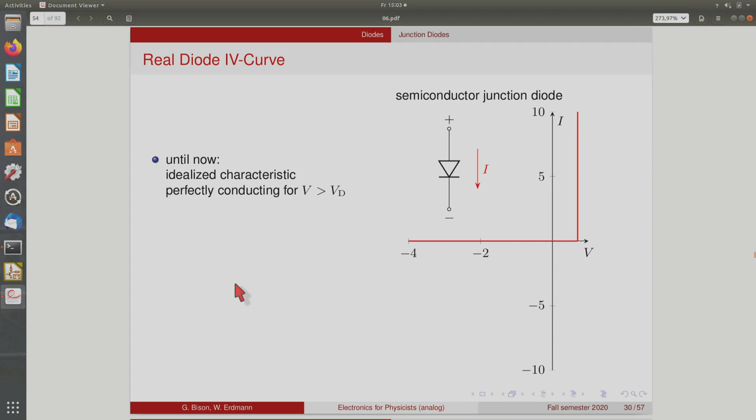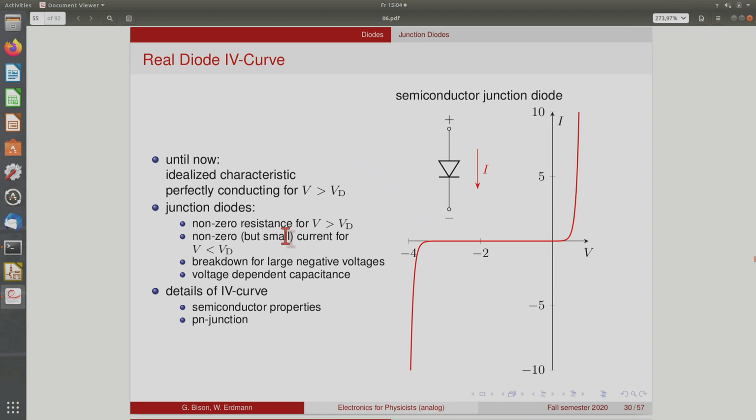Okay, so far we discussed the ideal diode. So we only thought of it as something that conducts whenever the voltage goes above a certain threshold voltage, or the diode voltage, which in most cases is something like 0.7 volts for the silicon diode. From now on, we move on to real diodes.